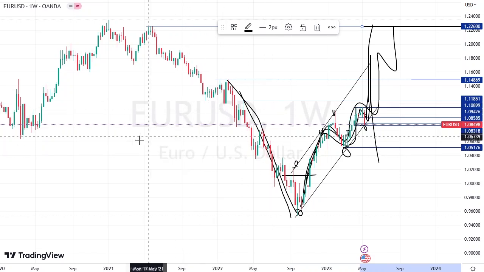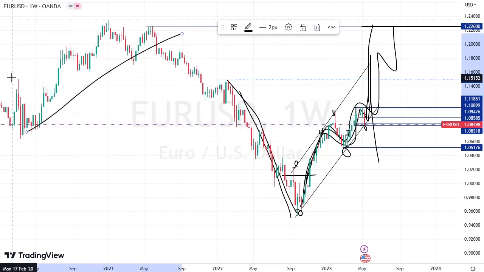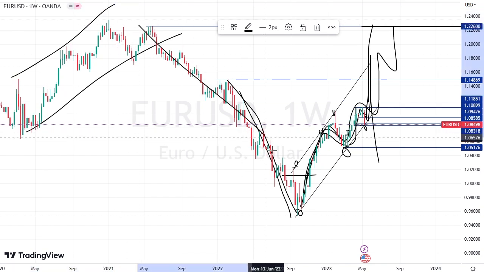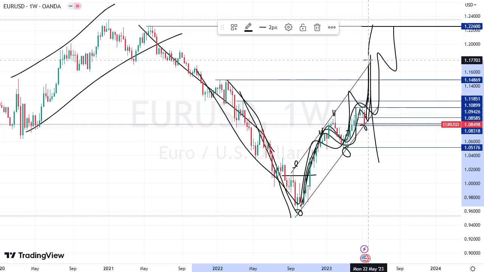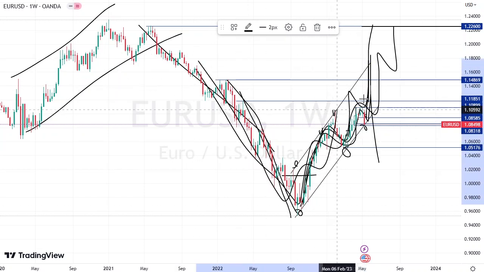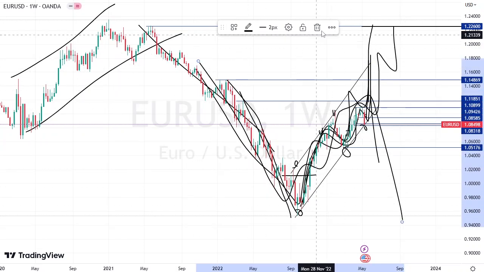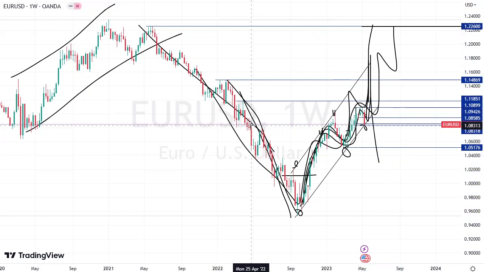So overall this was a correction, then an impulse. So this might be an impulse, correction, and impulse. So let me just delete everything over there.